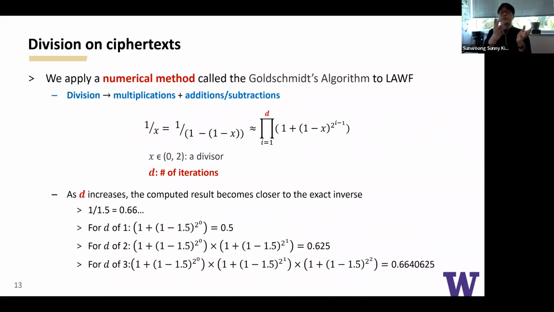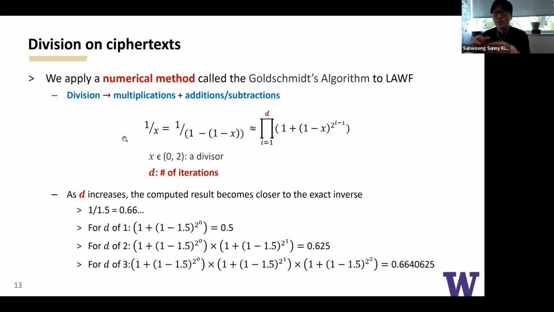So to solve the first problem, the division problem, we applied a numerical method called Goldschmidt's algorithm. Let's suppose that y is divided by x. Then the Goldschmidt algorithm approximates 1 over x to a combination of additions and multiplications. And then the dividend y is multiplied by the approximate 1 over x. Then division becomes multiplications, the combination of additions and multiplications, right?